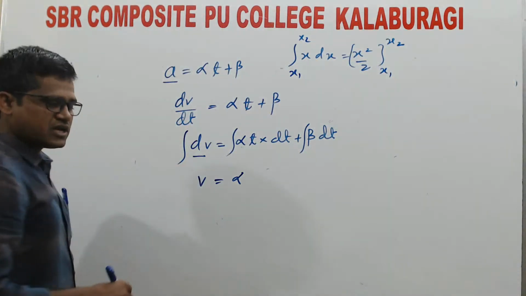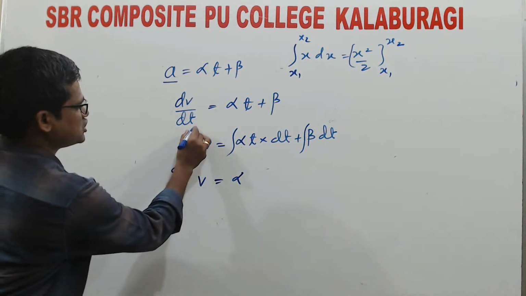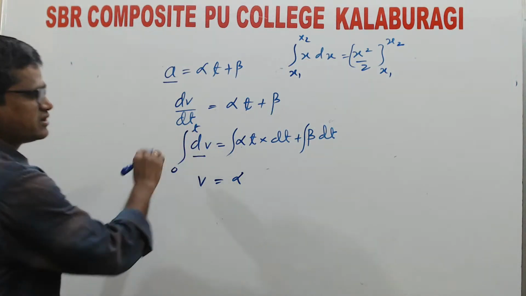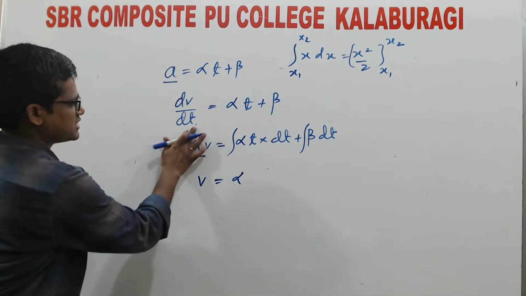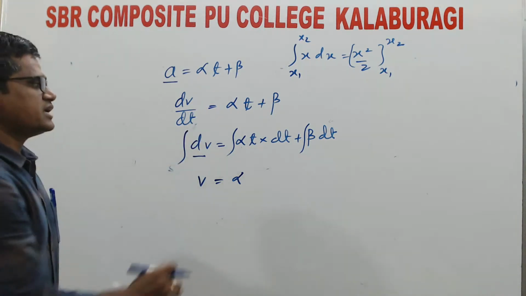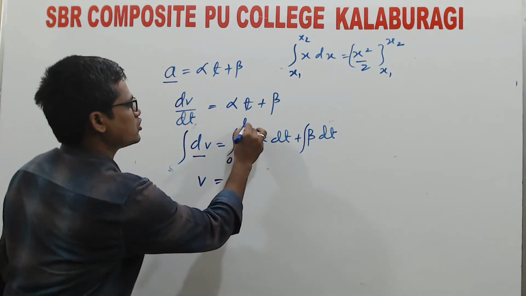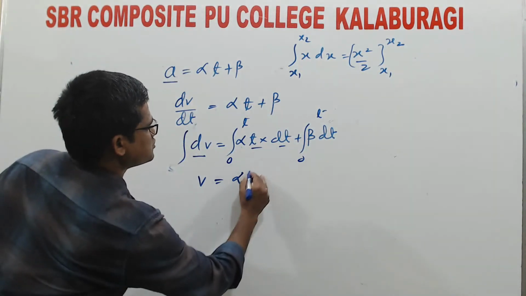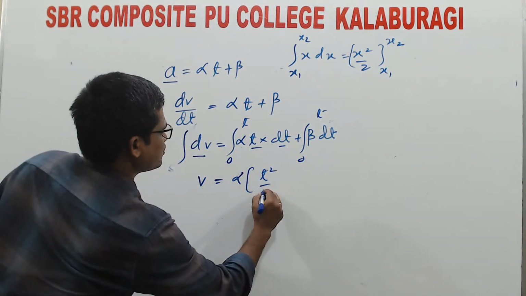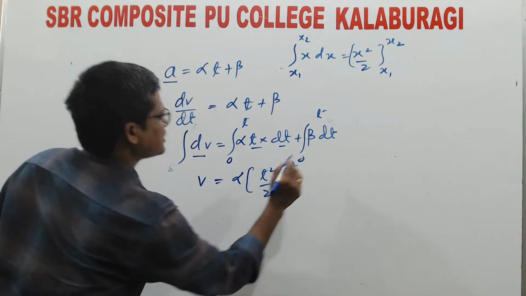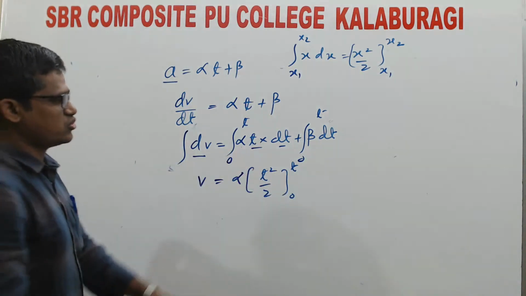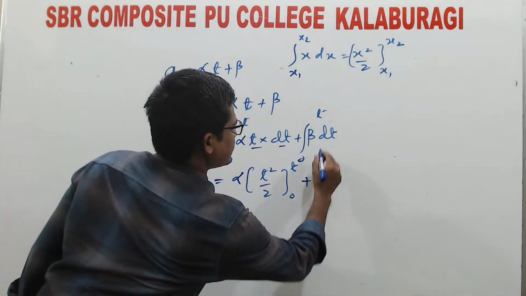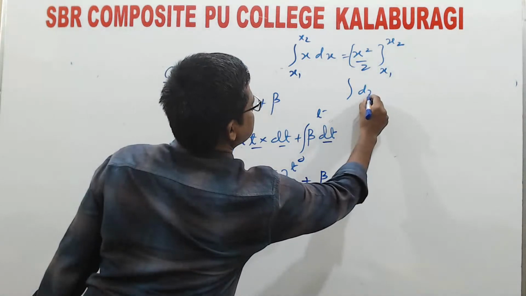Here we have to find velocity over the time 0 to t. Just integration of dv will be v. Here time is integrated over 0 to t. So it will be alpha times the integration of t, which is t square by 2, over the limit 0 to t. Time is varying from where to where? 0 to t. Here for beta, integration of dt.